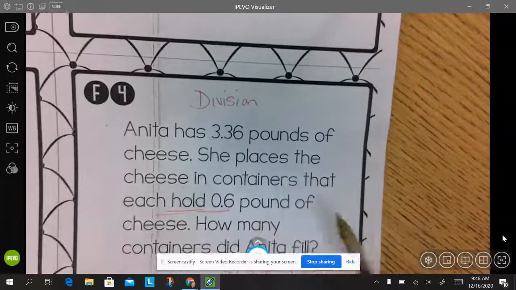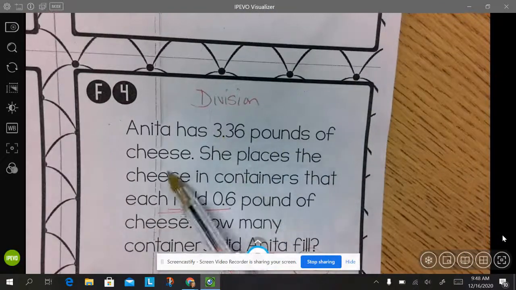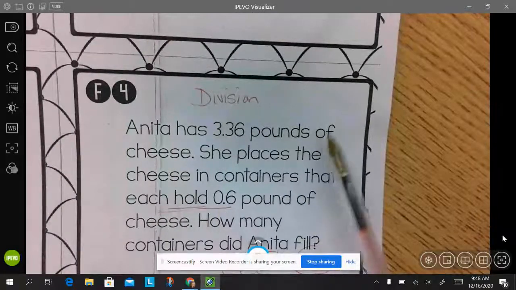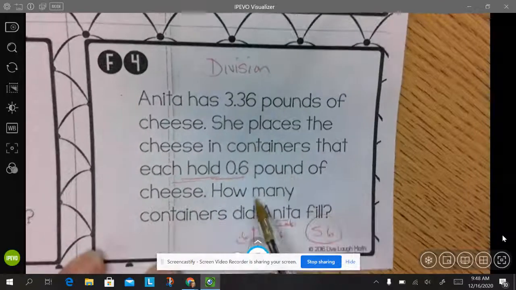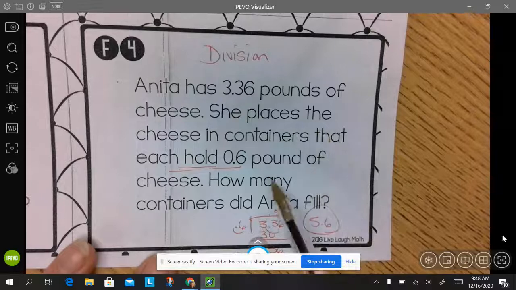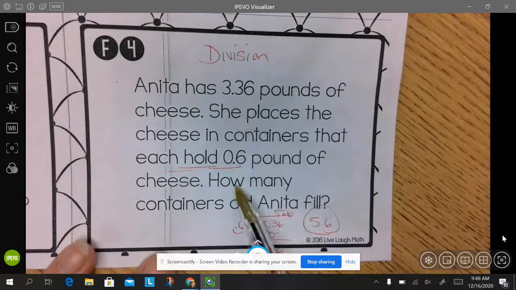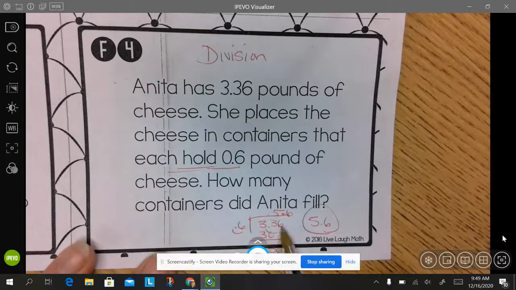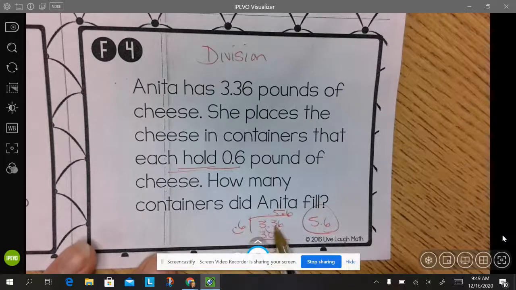F4. Anita has 3.36 pounds of cheese. She places the cheese in containers that each hold 0.6 pounds. So you're dividing or breaking something up. How many containers did Anita fill? Well, we have to figure that out. You can either use repeated subtraction, which is going to take you a while, so you probably want to use division. 3.36 divided by 0.6. You can't divide with this decimal on the outside, so move it over 1, move it over 1.